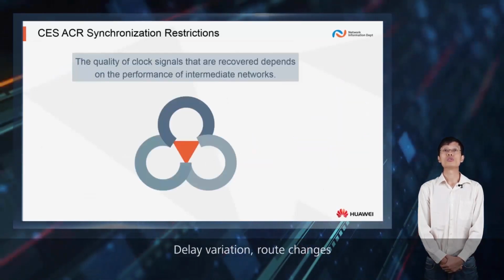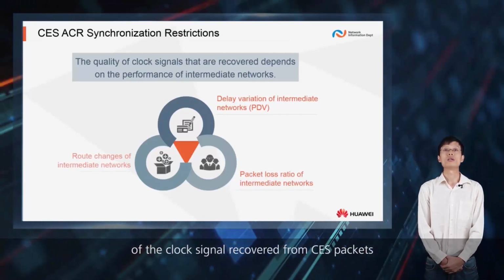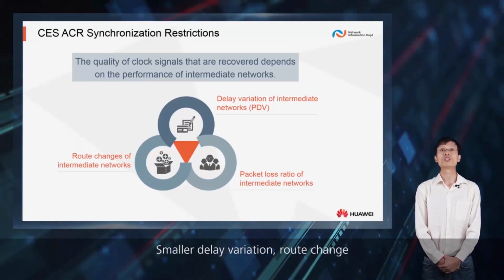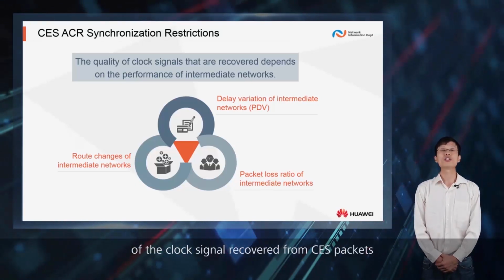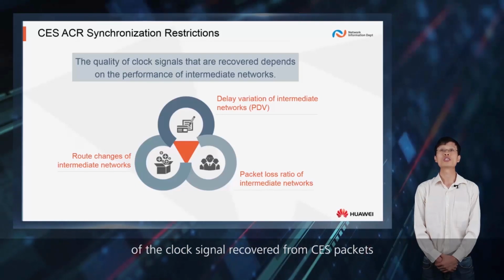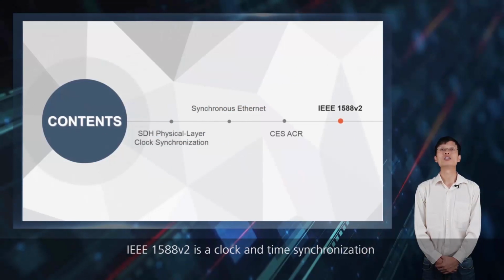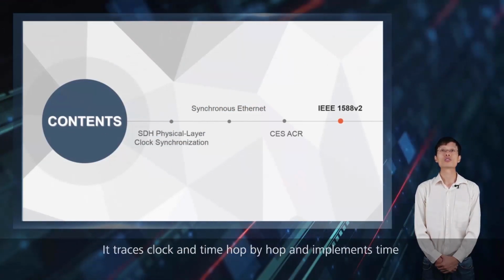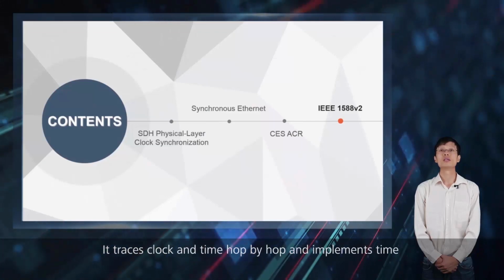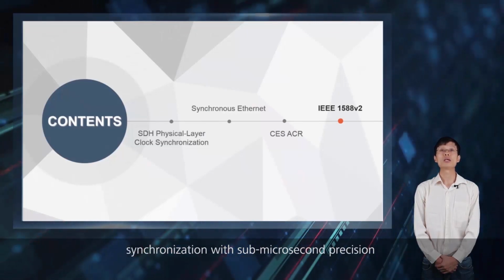Delay variation, route changes, and packet loss of intermediate networks affect the quality of the clock signal recovered from CES packets. Smaller delay variation, route change, and packet loss ratio indicate better quality of the clock signal recovered from CES packets. IEEE Standard 1588 version 2 is a clock and time synchronization technology applicable to packet networks. It traces clock and time hop by hop and implements time synchronization with sub-microsecond precision.